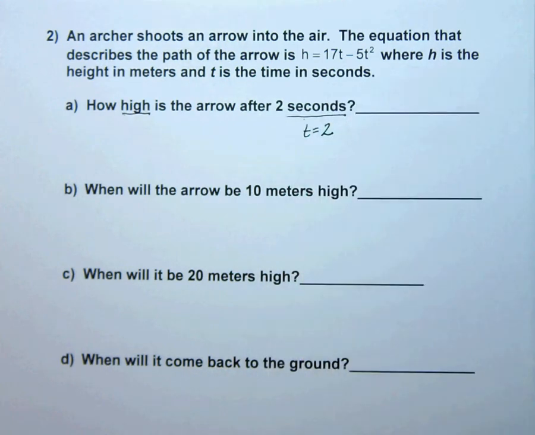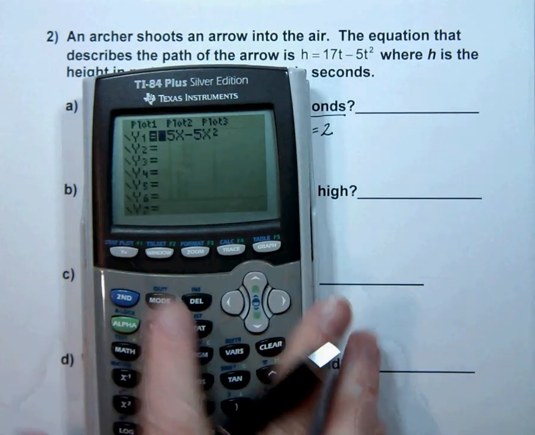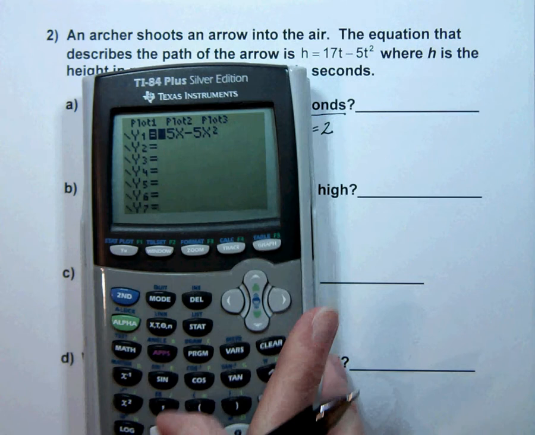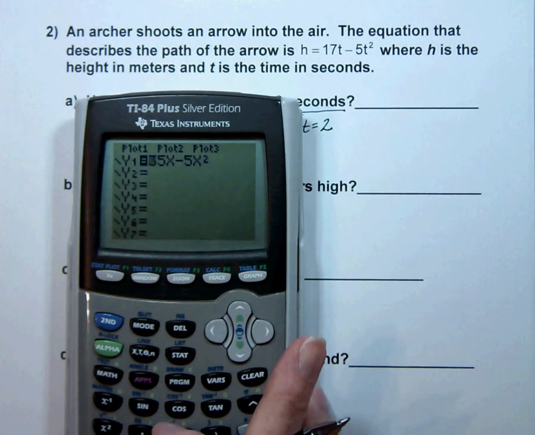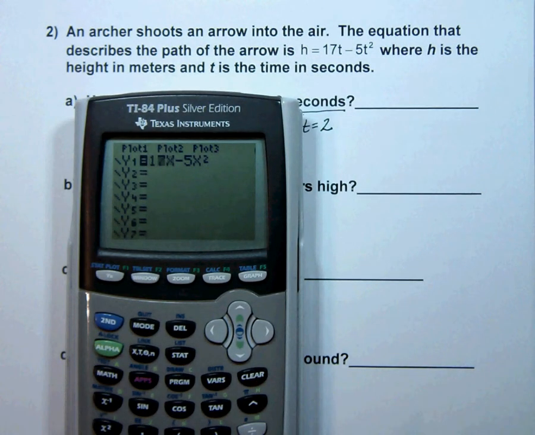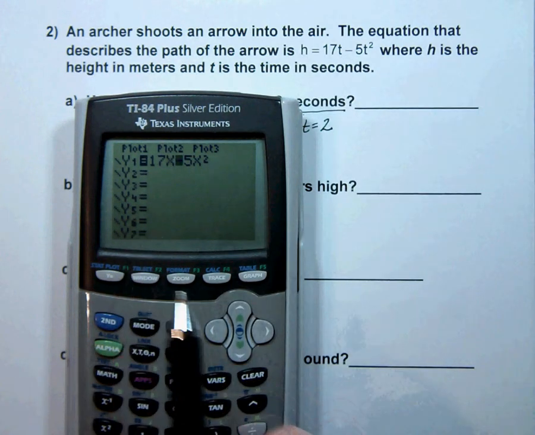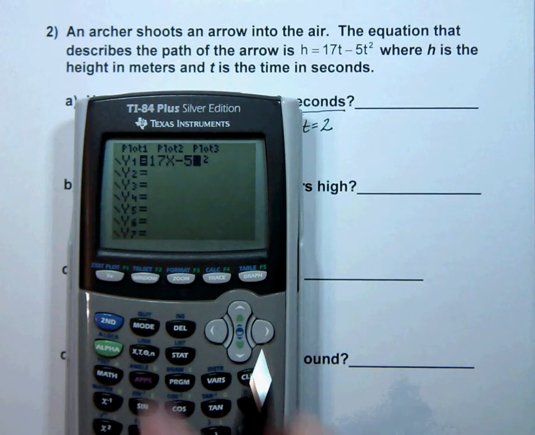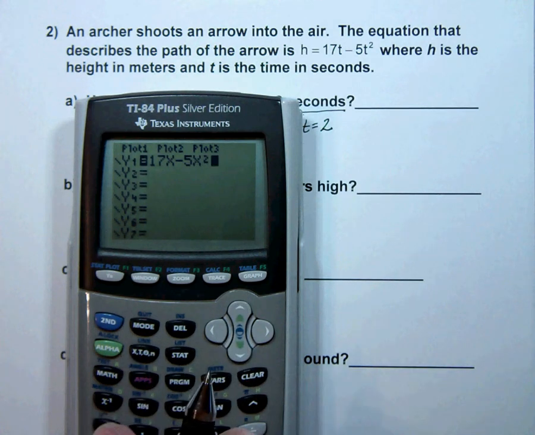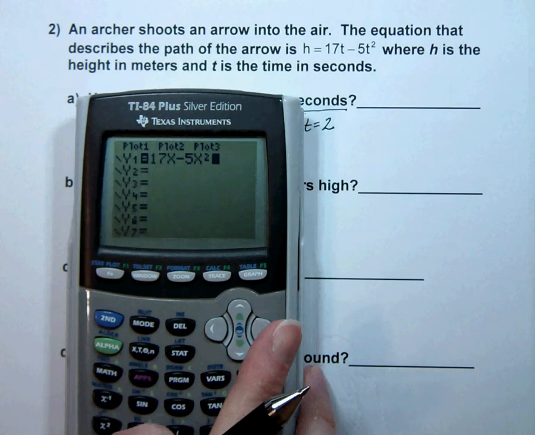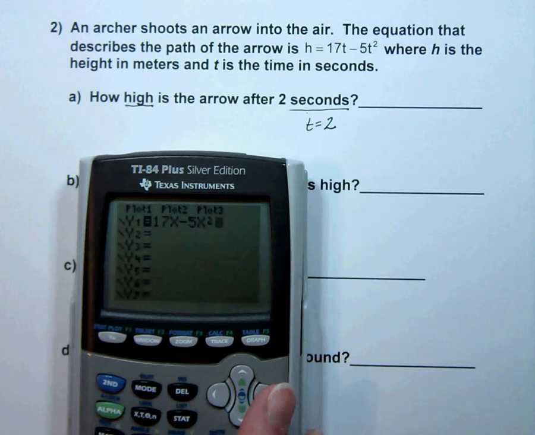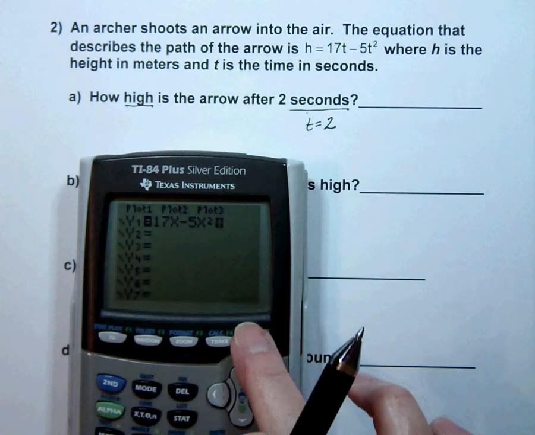So let's do that one the way we did the first one. Go to your y equals and type in your quadratic equation. This time it's 17, and remember, in the calculator you can use the x instead of the t, minus 5x squared. Okay, we're looking for, oh, this one's the 2. Okay, this is a way you can do it.